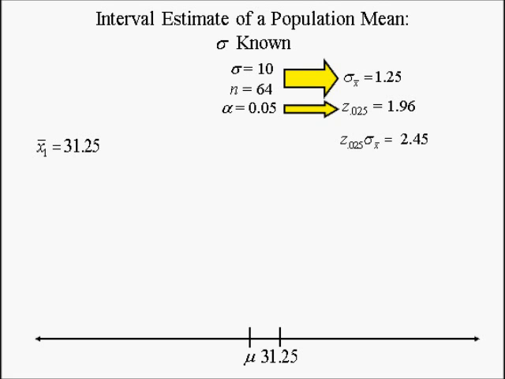Notice that the first x bar is slightly above the population mean. In reality, you won't know this because your deity knows this. Only your deity knows this. The upper endpoint of the interval estimate equals x bar, 31.25, plus the margin of error, 2.45, which equals 33.7. The lower endpoint of the interval estimate equals x bar, 31.25, minus the margin of error, 2.45, which equals 28.8.